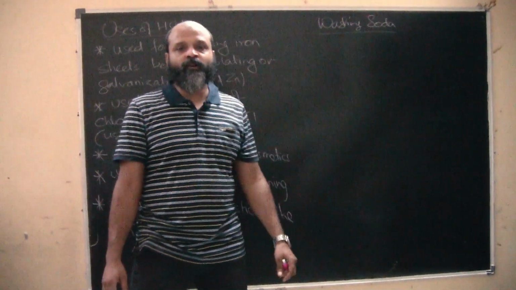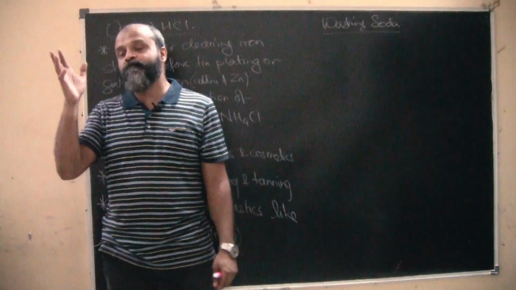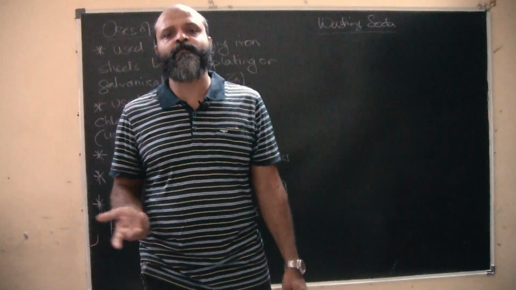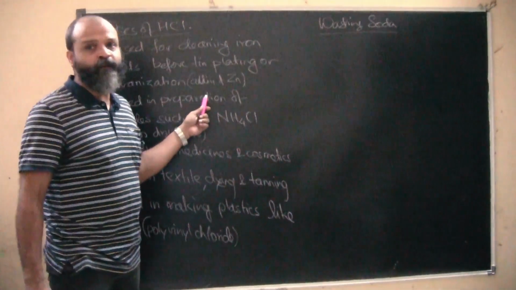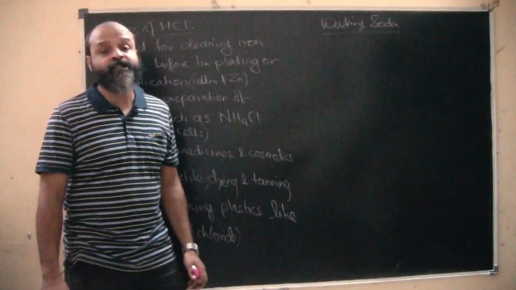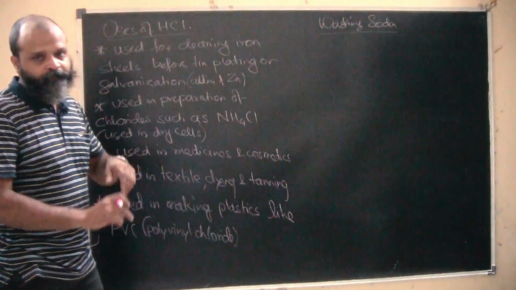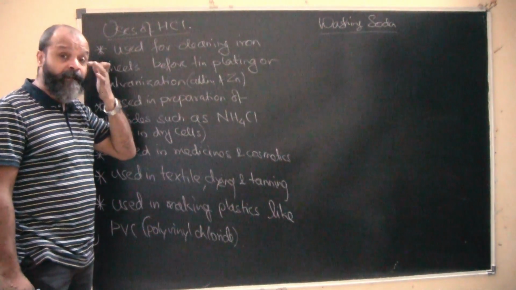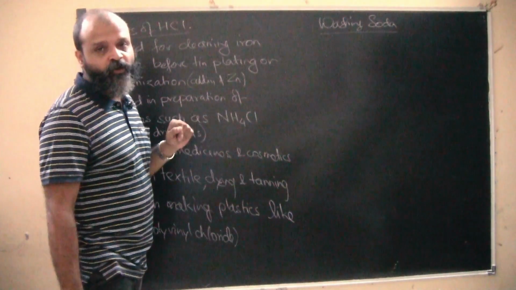So in order to do so, these beams and railway tracks which are used in construction of bridges and all are basically galvanized iron. Galvanization means addition of zinc so that the iron is not getting rusted. So before the iron is galvanized, it is subjected to cleaning, and this cleaning is done by using hydrochloric acid.